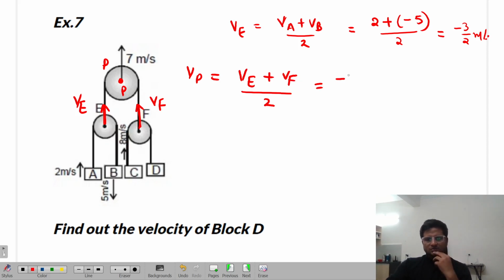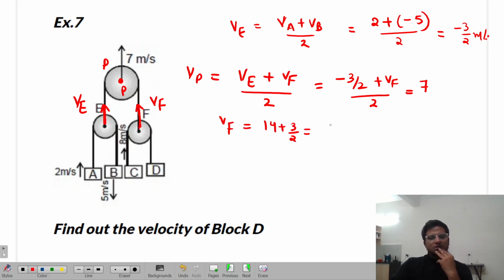So the answer, V of E is how much? Minus 3 by 2. I have to find V of F divided by how much? 2. And V of P is upwards, which is how much? 7. So basically V of F is how much? 14 plus 3 by 2. That is 14, 2 is how much? 28 plus 3. That becomes how much? 31 by 2 meter per second. And that is upwards. That's so correct. No problem. Is that clear or not?